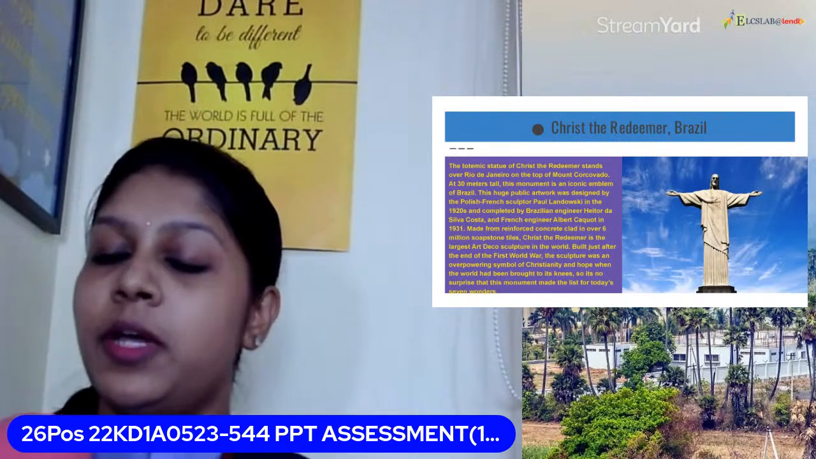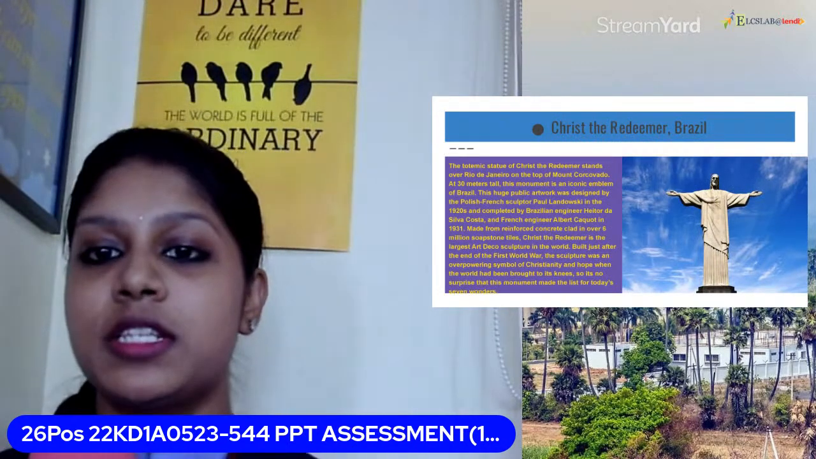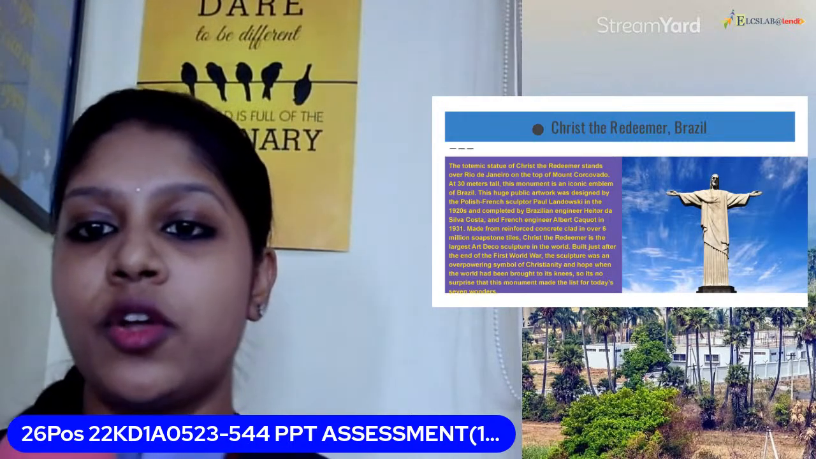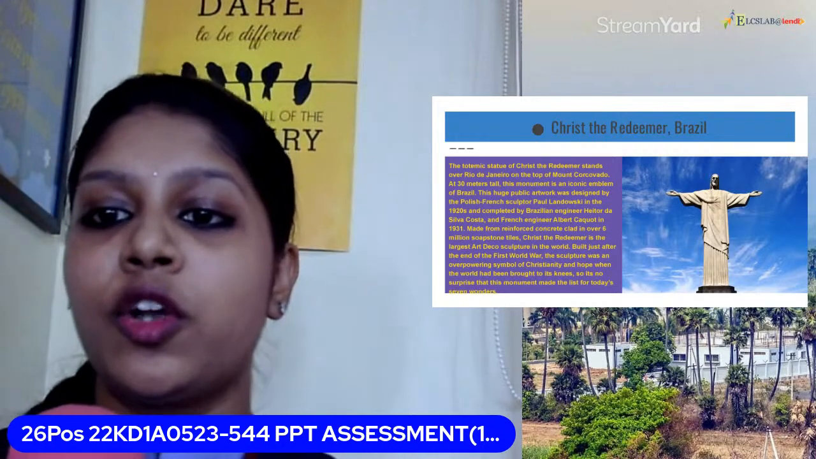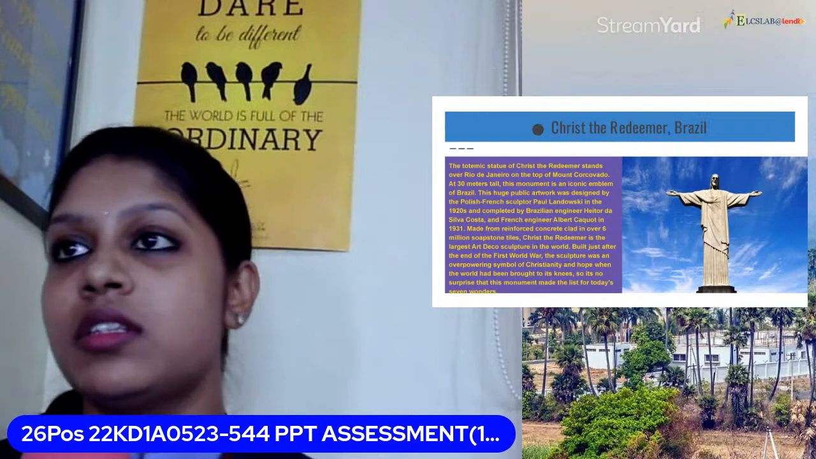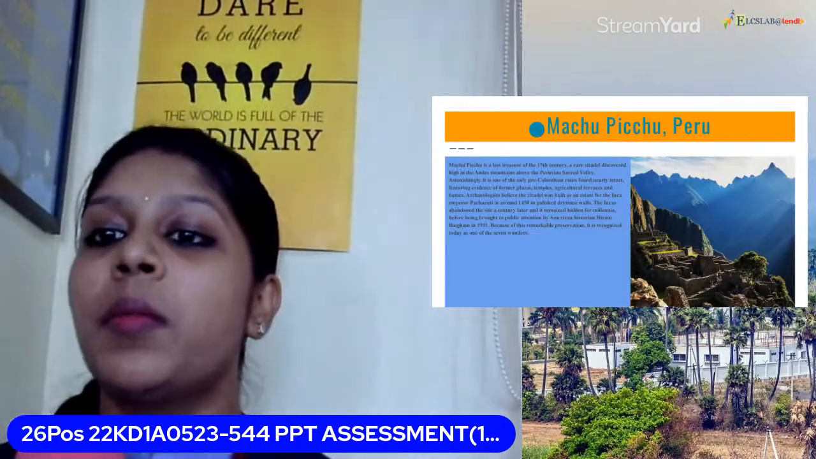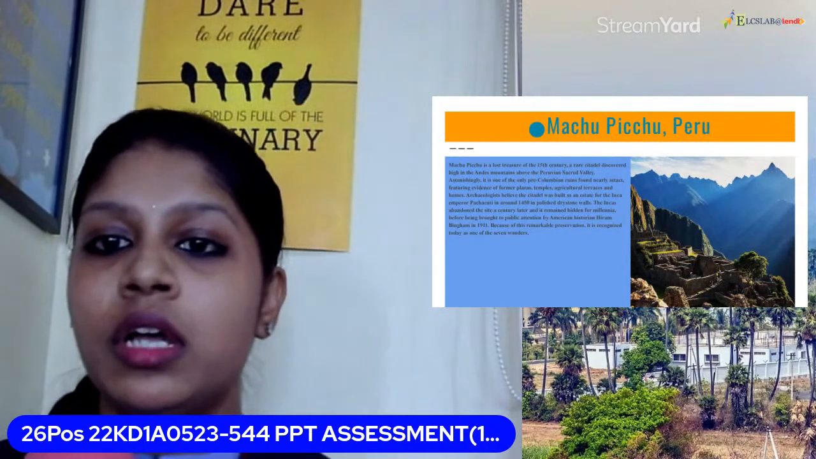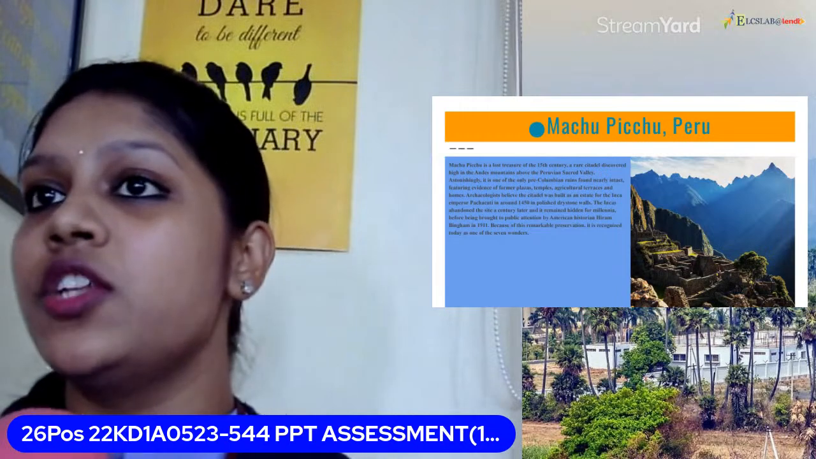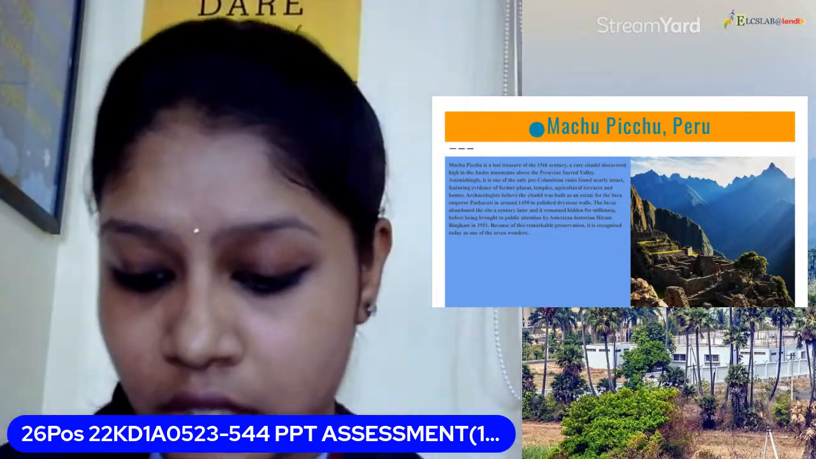And Christ the Redeemer, it is in Brazil. The totemic statue of Christ the Redeemer stands over Rio de Janeiro on top of Mount Corcovado at 30 meters tall. Next, Machu Picchu. It is in Peru. It is the great lost treasure of the 15th century. So it is also one of the seven wonders of the world.